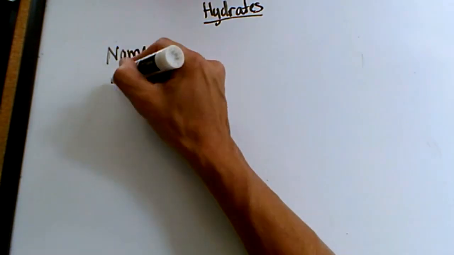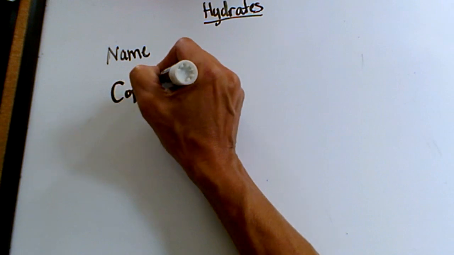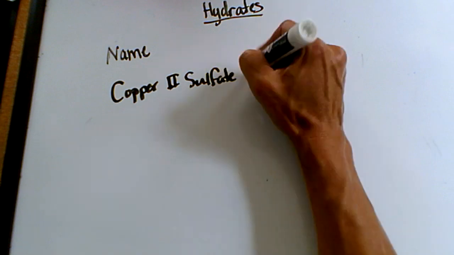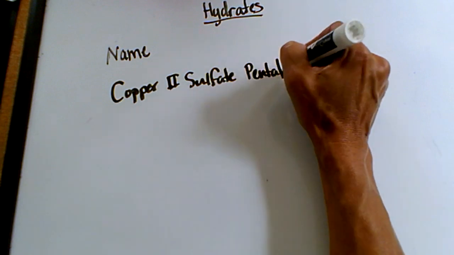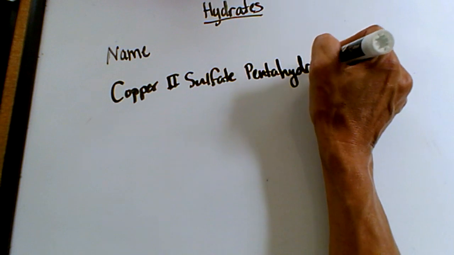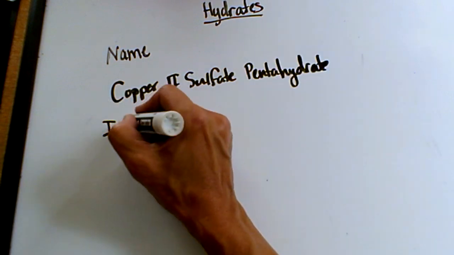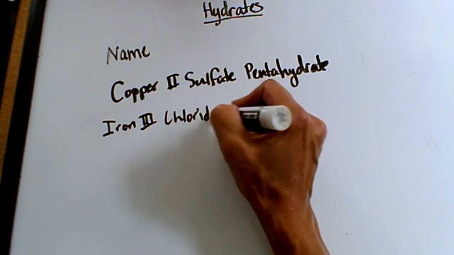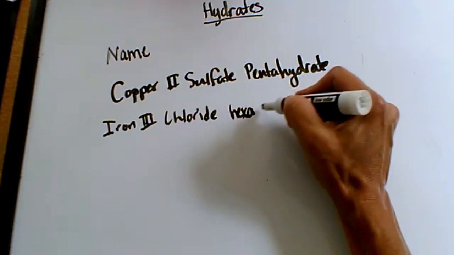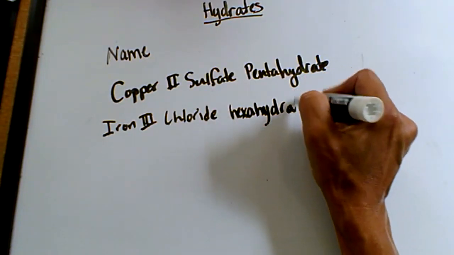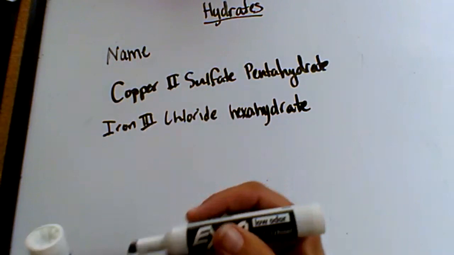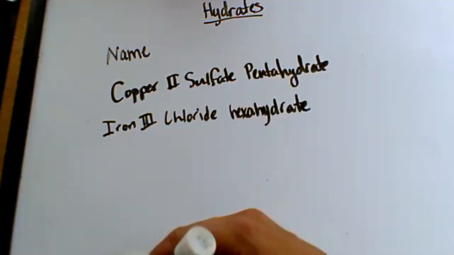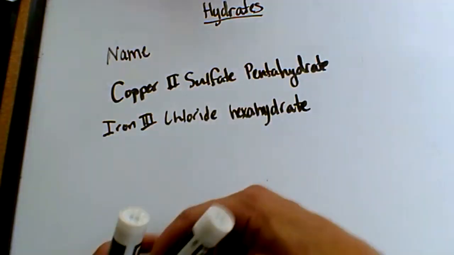Some examples would be copper(II) sulfate pentahydrate, right? Pentahydrate, and iron(III) chloride hexahydrate. So if you recall the prefixes from covalent compounds: mono, di, tri, tetra, penta, hexa, hepta, octa, nona, deca, that's where I'm getting these from.